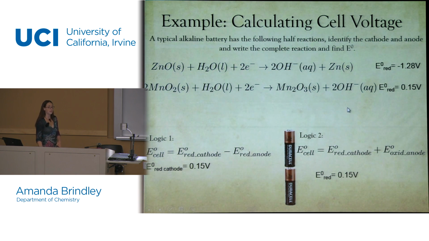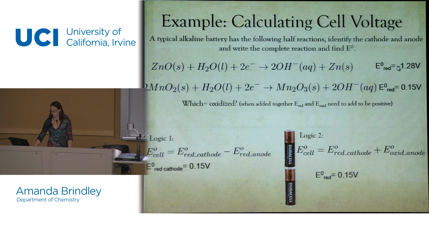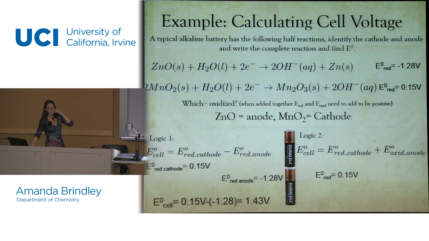We want it to be positive or negative overall? Overall, we want it to be positive, right? We want it to be spontaneous. A positive E cell is spontaneous. So when we add these together, we want to flip the sign of the negative one, which means that this one has to be your anode. Whichever one's sign flips, or whichever one is your subtraction, that's your anode.